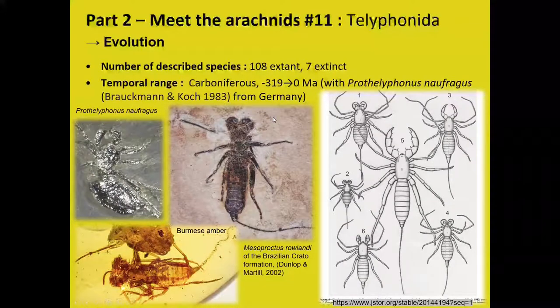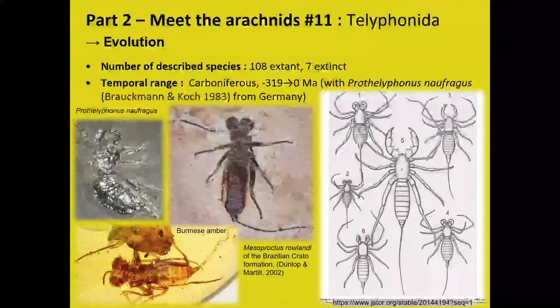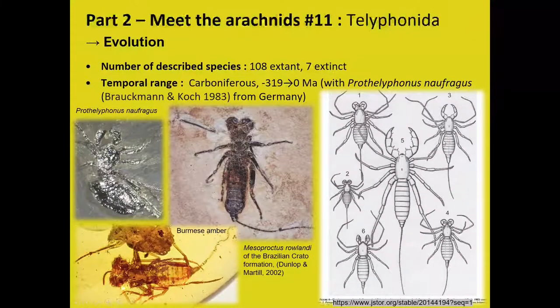Some fossils are known from Europe, with about 7 extinct species, which I think most of them are being illustrated here, reconstituted by, I'm pretty sure it's Dunlop. So there are a few in number, and this incredible fossil preserved in rock. This one, less incredible, but quite good too. You can easily recognize the vinegaroon. And as you can see, even the most ancient species actually look a lot like what we have today.